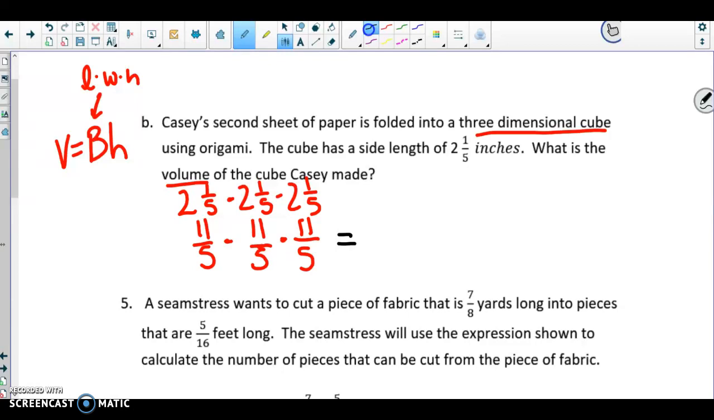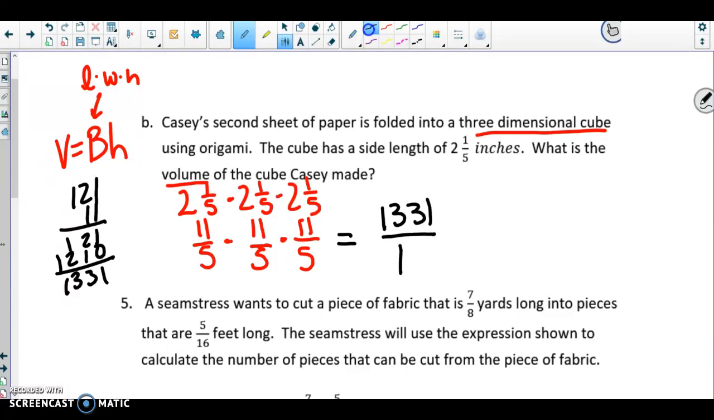And if I take 11 times 11, that's 121. And then I might have to come over here and do 121 times 11. And when I do that, I end up with 1,331. So my numerator is 1,331. And then 5 times 5 is 25 times 5 is 125. Wow, that's like a really big number. So now we've got to change it to a mixed number.